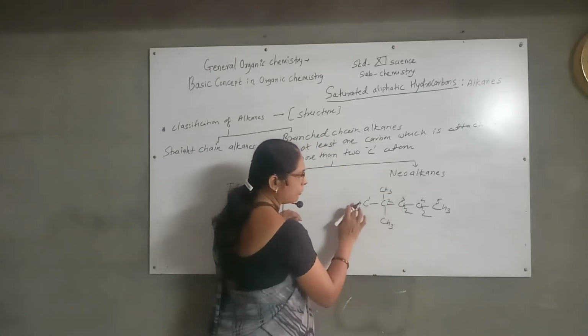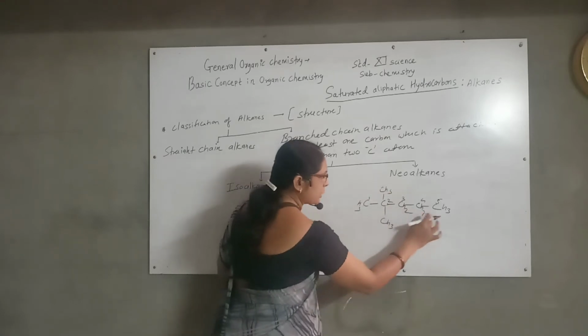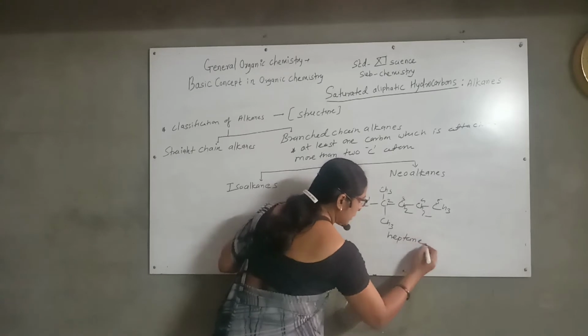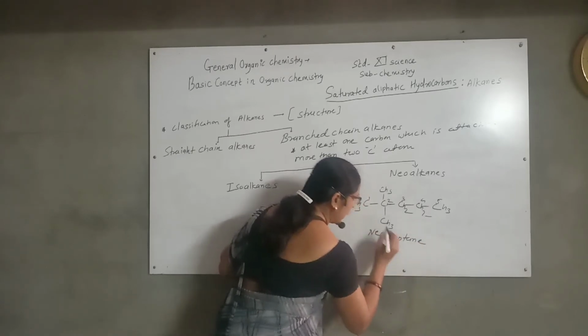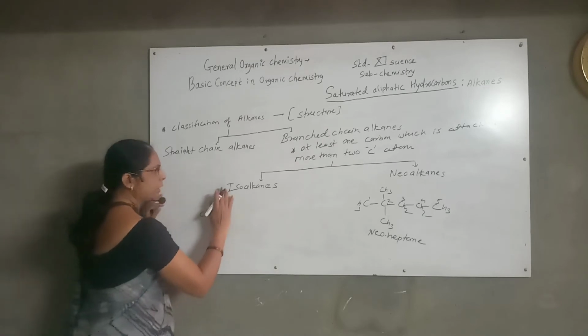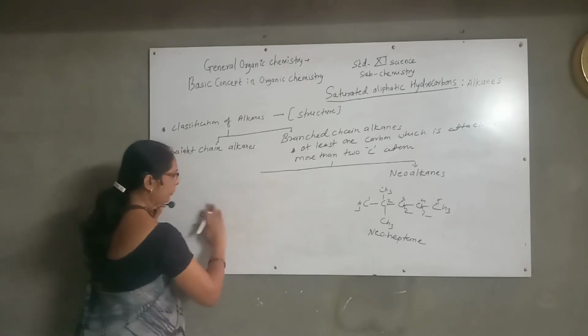So this is a neoalkane because it has 2 methyl groups. The total number of carbons is 1, 2, 3, 4, 5, 6 and 7. For 7, heptane, so it is called neoheptane. Let us consider another example for the neo.